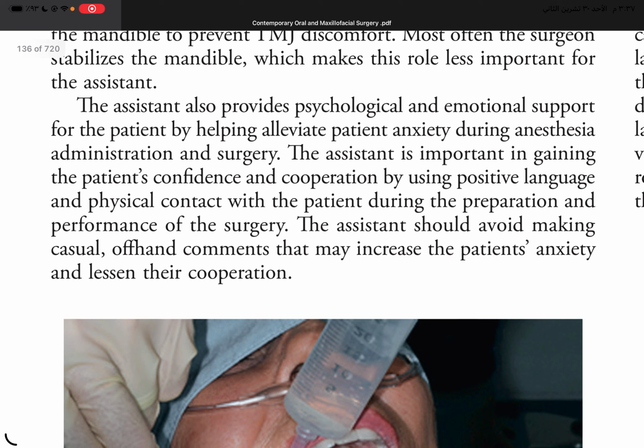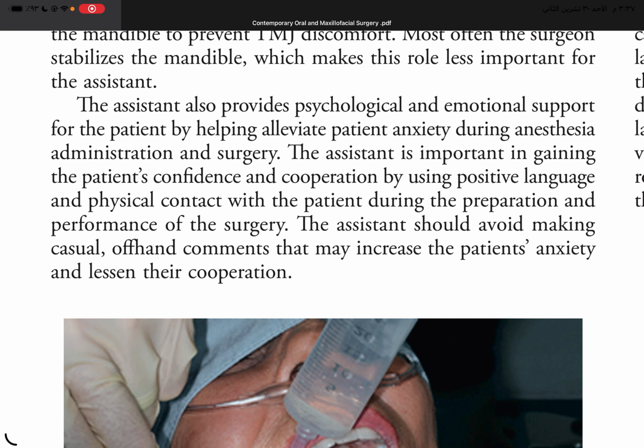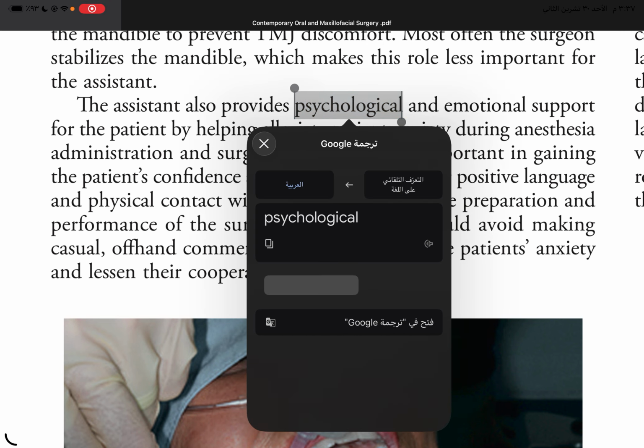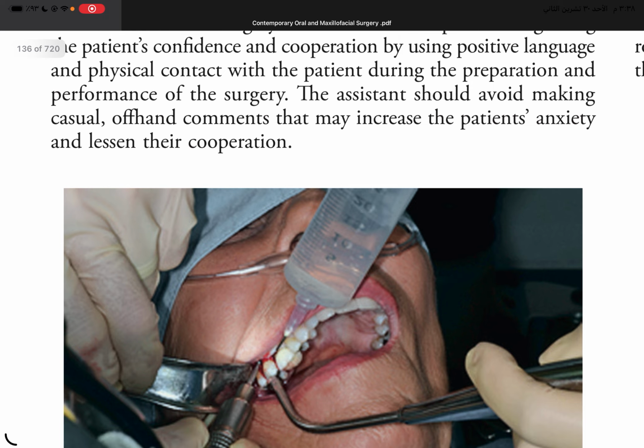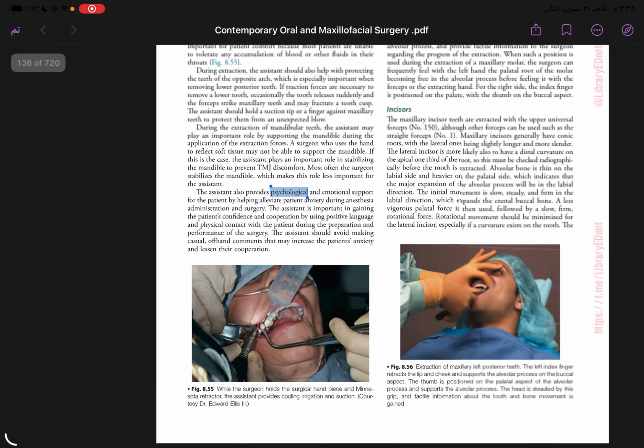The assistant also provides psychological and emotional support for the patient by helping alleviate patient anxiety during the procedure. The assistant is important in gaining the patient's confidence and cooperation by using positive language and physical contact with the patient during the preparation and performance of the surgery. The assistant should avoid making casual, offhand comments that may increase the patient's anxiety and lessen their cooperation.